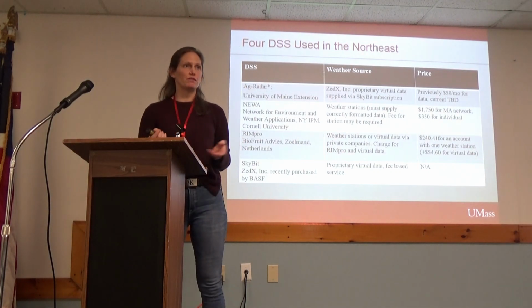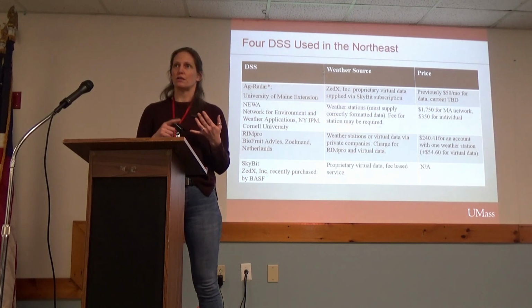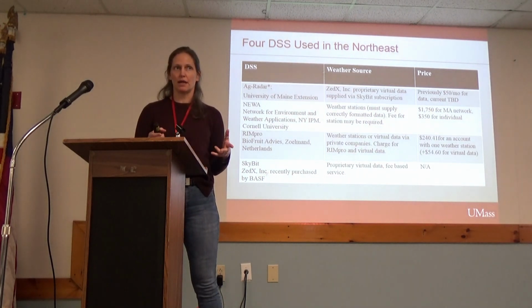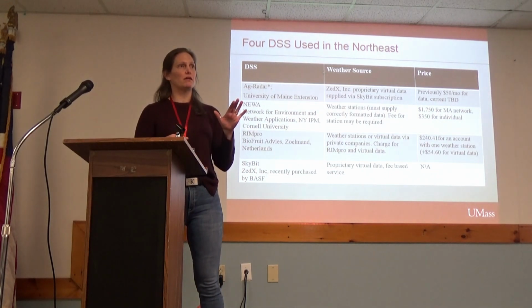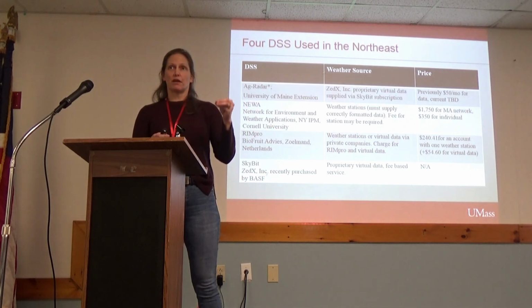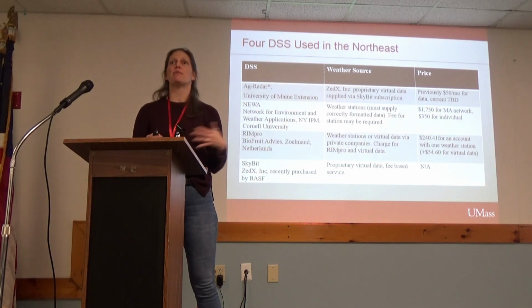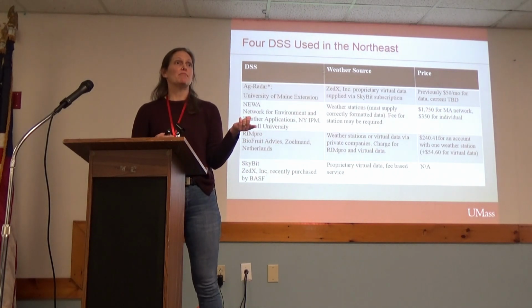There are 4 decision support systems that we had available for us in the Northeast. We had AgRadar, which is run and maintained at UMaine by Glenn Kaler. This particular decision support system uses virtual weather data to fuel the models. While you could access the sites for free, if you wanted a site-specific link for your orchard, you would have to pay for the weather data to be there. So basically, your neighbor could access your link, but you had to pay for the data.